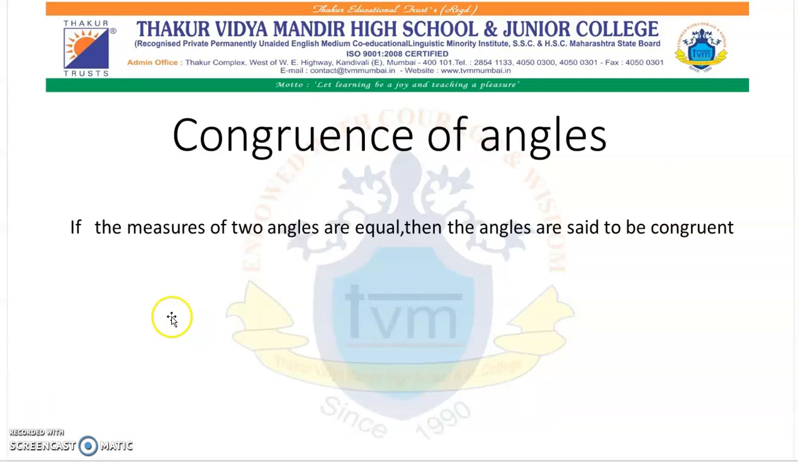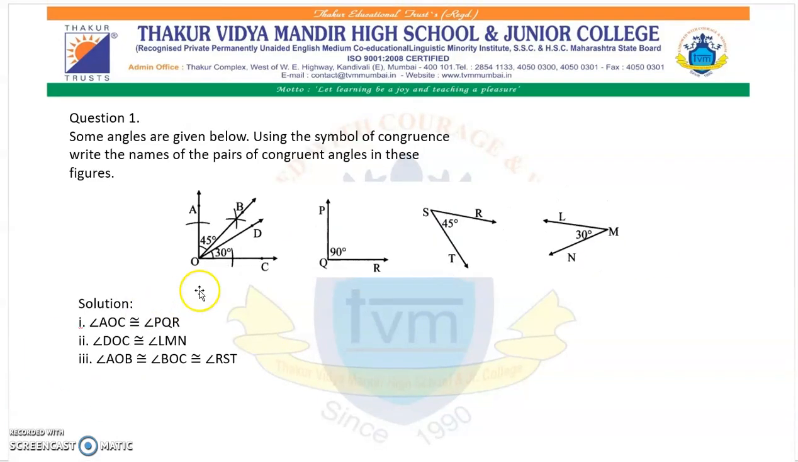Congruence of angles. If the measures of two angles are equal, then the angles are said to be congruent. You can see in question number 1, some angles are given below. Using the symbol of congruence, write the names of the pairs of congruent angles in this figure.